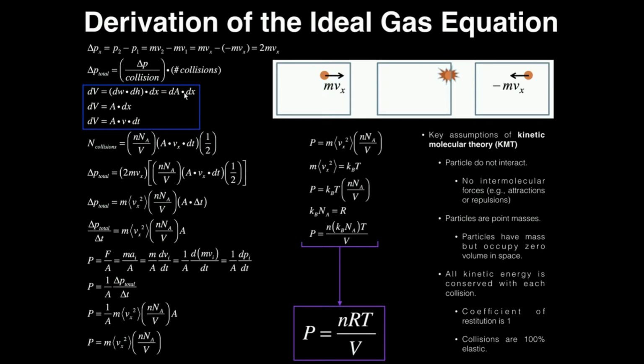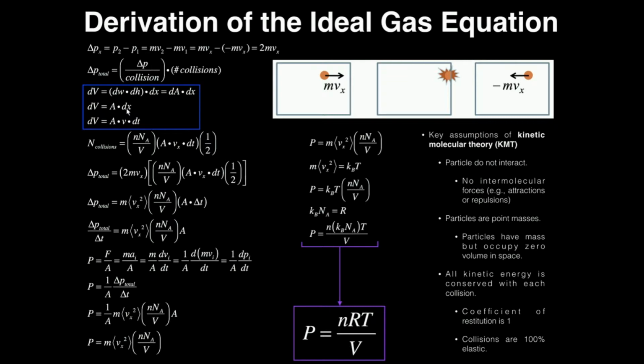Now this width times the height, that could be the area, so a differential volume is equal to differential A times differential length, or x. Okay, and I could equally write that as A dx, because I'm not changing the area. There's no compressions, no expansions, the area is going to be constant here at this point in time.